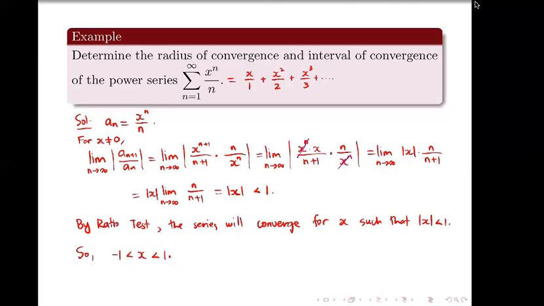But that's the case less than 1. What about equal to 1? Remember, if the limit of this is equal to 1, inconclusive, you need to use other tests. That translates to testing the endpoints. We are only sure that the series will converge inside. Totally sure, no doubt, because of the ratio test. But what about at the endpoints?